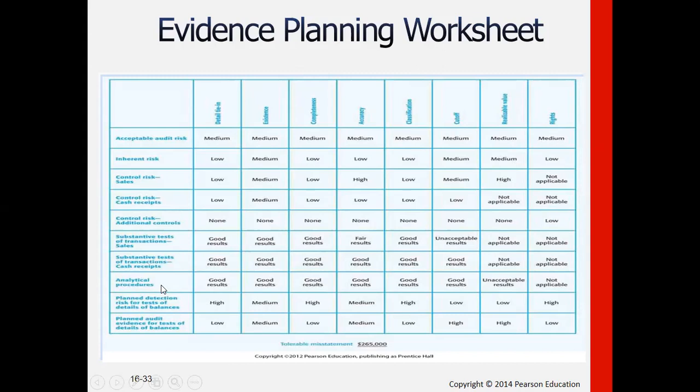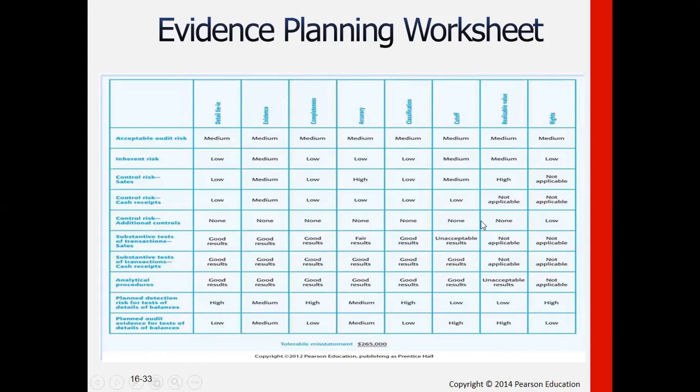What about substantive tests of transactions for sales, where we do detail tie-in? So that would achieve good results. Just to check classification, that would result in good results. So we look into the transactions. So we do, for example, recalculation and reperformance, and we will get good results.